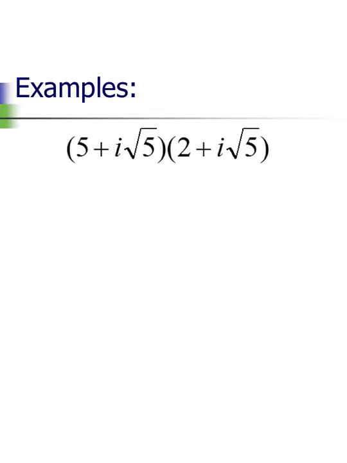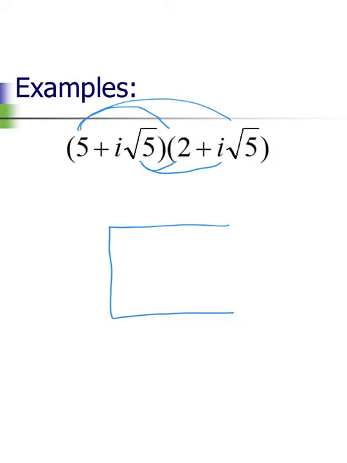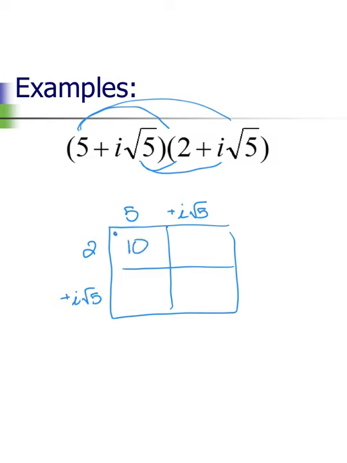Okay, last example we're going to do to practice multiplying. Again, it's your choice. You can either double distribute like this, or most kids lately seem to like this box method. So I'm going to write 5 and then plus i radical 5. And then this becomes 2 plus i radical 5. 5 times 2 is 10. 2 times i radical 5 is 2i radical 5. 5 times i radical 5 is 5i radical 5.